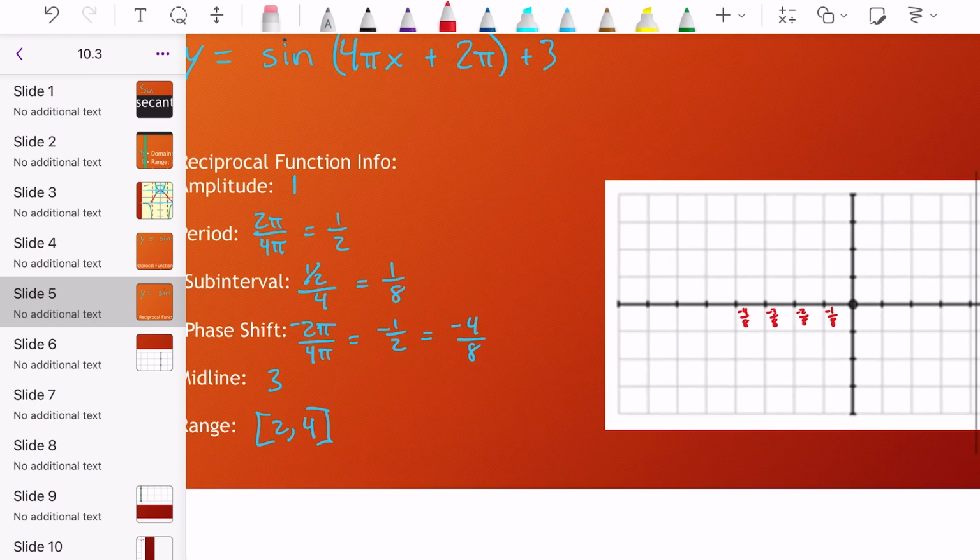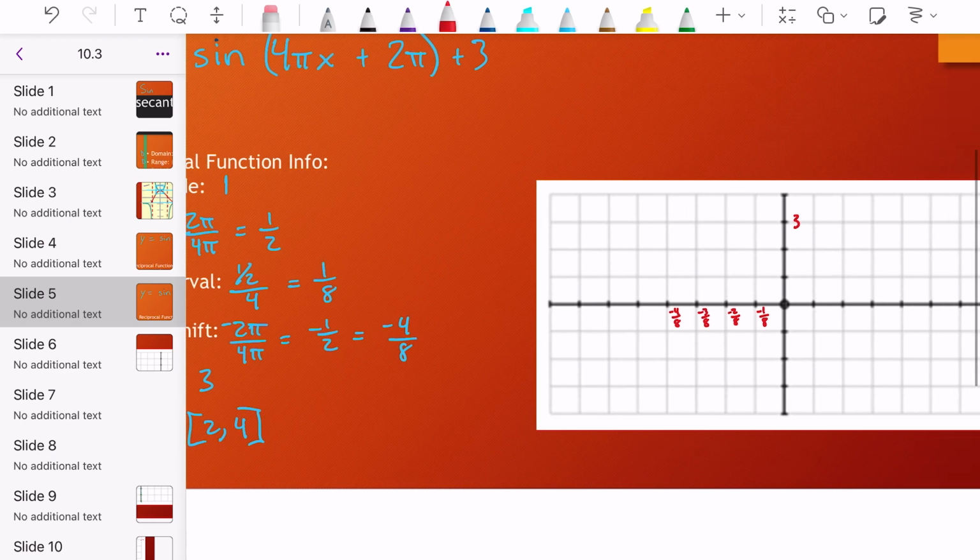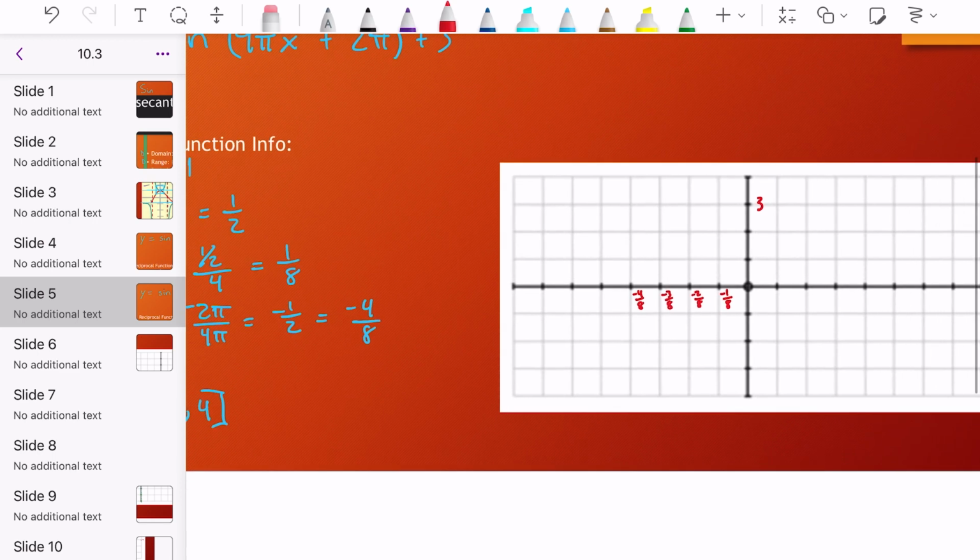Now we are looking at a sine equation. That is something to keep in mind as we start working and plugging in our points. In order to do that, we have to start off with our midline. In this case, our midline will be at 3. So 3 would be right here. We're going to go ahead and draw out our horizontal line representing our midline.